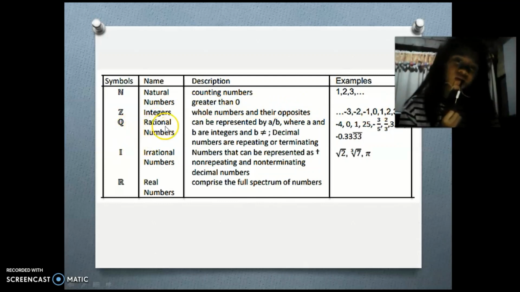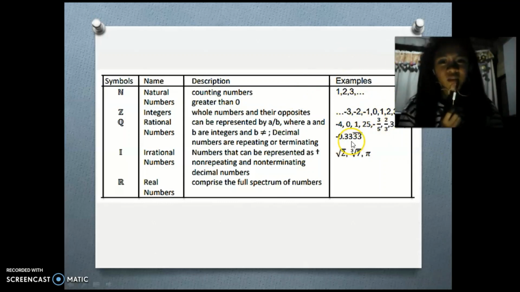Next we have the rational numbers. This Q sign is our rational numbers. Rational numbers can be represented as a over b, where a and b are integers and b is not zero. They are decimal numbers that are repeating or terminating. As you can see, this is a repeating number. If you calculate it in your calculator, you will see a decimal that is repeating, which is a rational number.